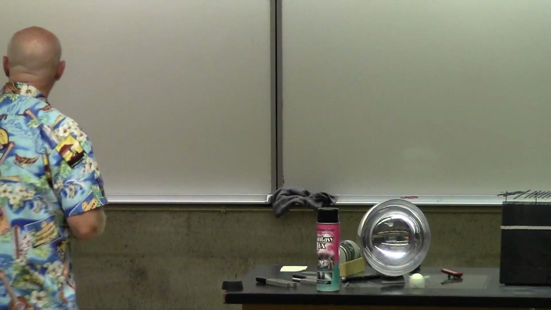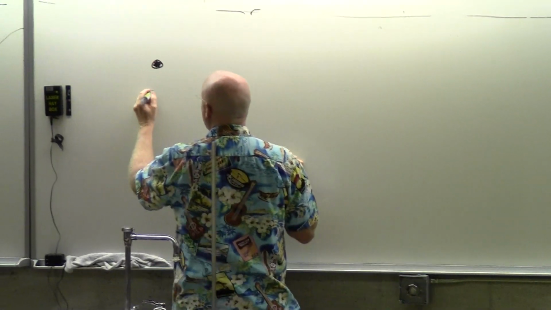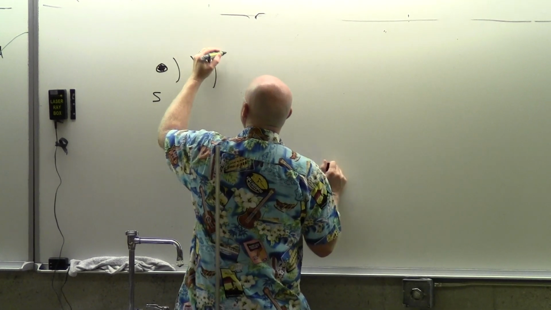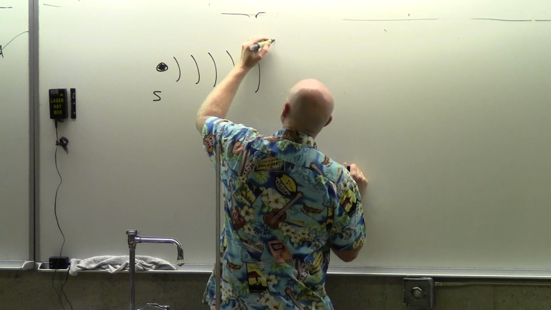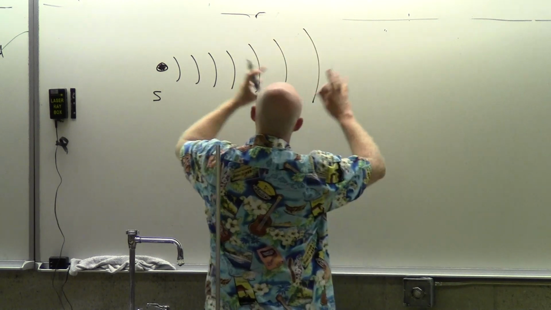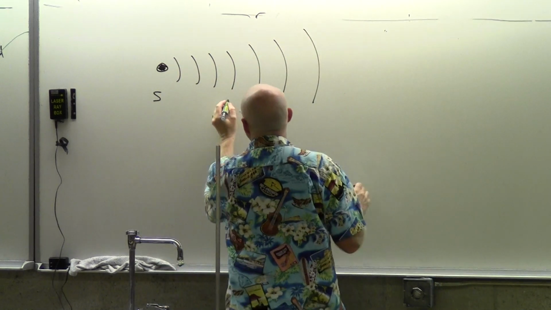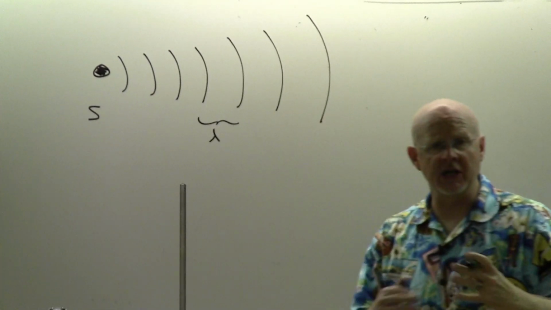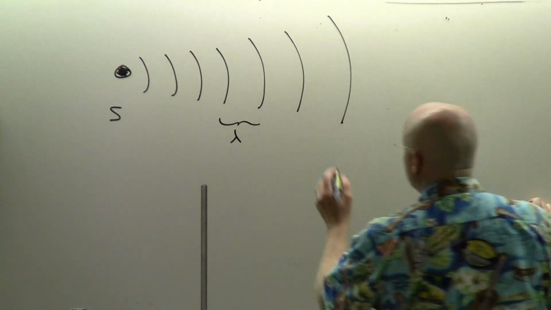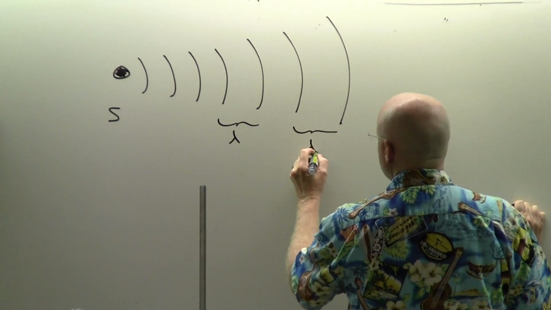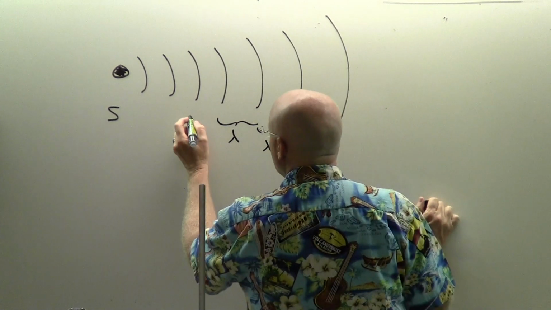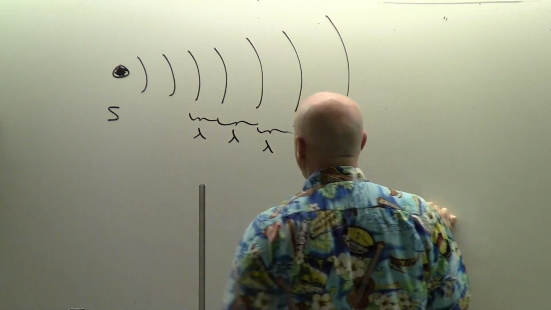If I tried to draw a picture of this, it might look something like this. Maybe I'll just put a little circle here and put an S for the source of the sound. And so maybe I'll just make these little arcs as the sound spreads out. And maybe what I'm really drawing here is the crest of each wave. And so each little arc represents a crest, so the distance from one crest to another would be a wavelength.